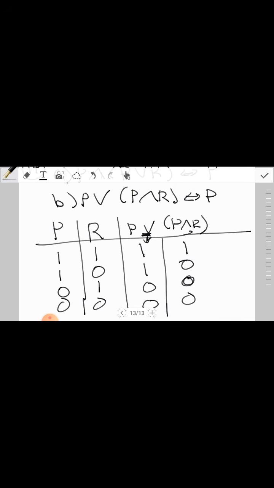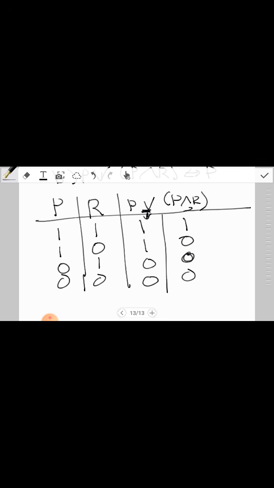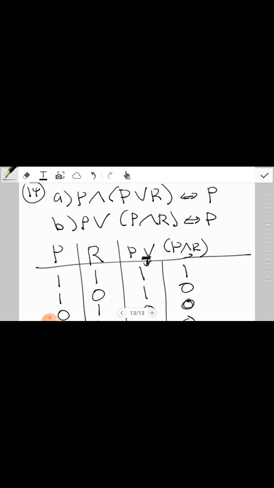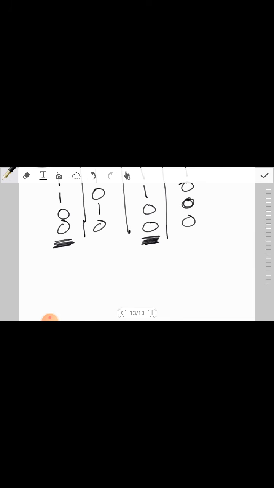So what does it say here? P or (P and R) is equivalent to P. Let's compare this column and the column of P. Are they equal? Yes: 1, 1, 0, 1, 1, 0, 0. Therefore, P or (P and R) is equivalent to P. So there you have it.